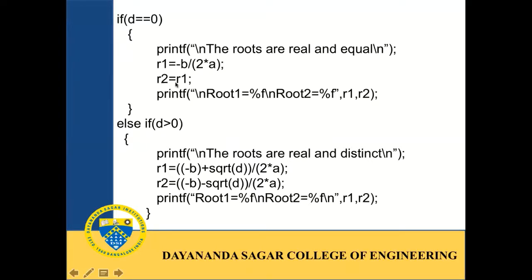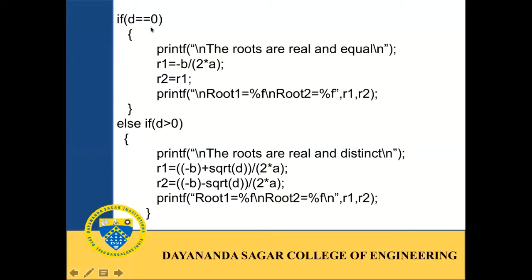So equal to here is an assignment operator. Once we have calculated both of those roots, we are displaying those roots using a printf statement. Printf root 1 is equal to, the value of R1 will be substituted there, and root 2 is equal to R2, correct? Two variables, two format control strings in your printf statement. Suppose d is not equal to 0.